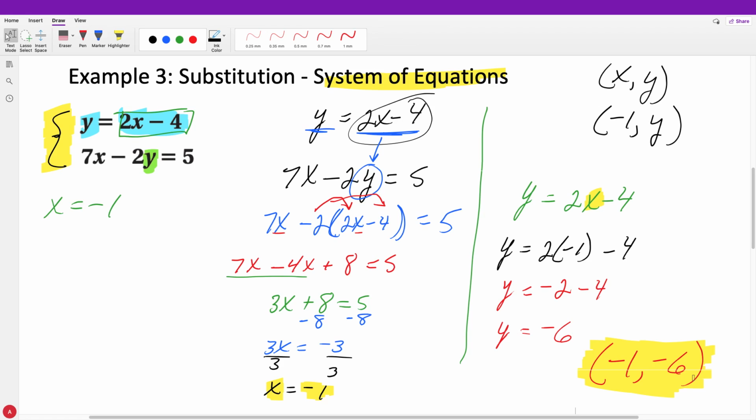All right, there's one more example I'm going to go through just to show you another way it may appear, and it adds one more little step or wrinkle. But if you can do this, you can do any of the substitution problems that we're going to do going forward.